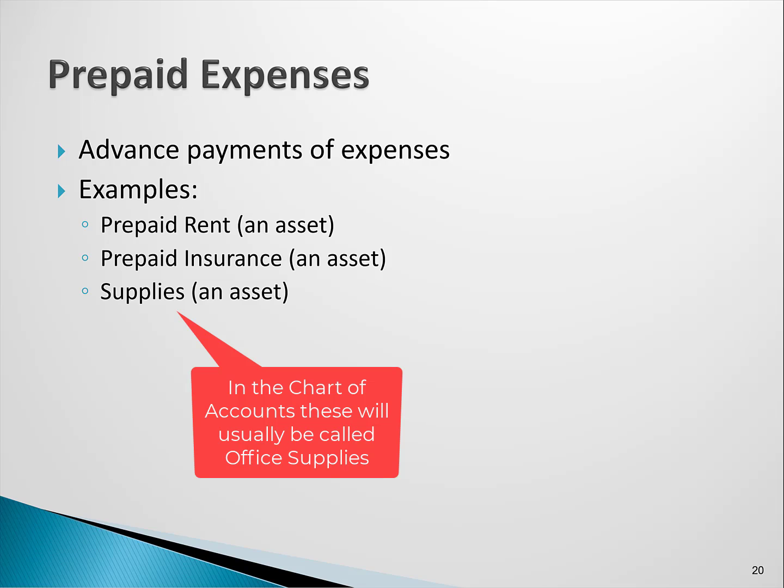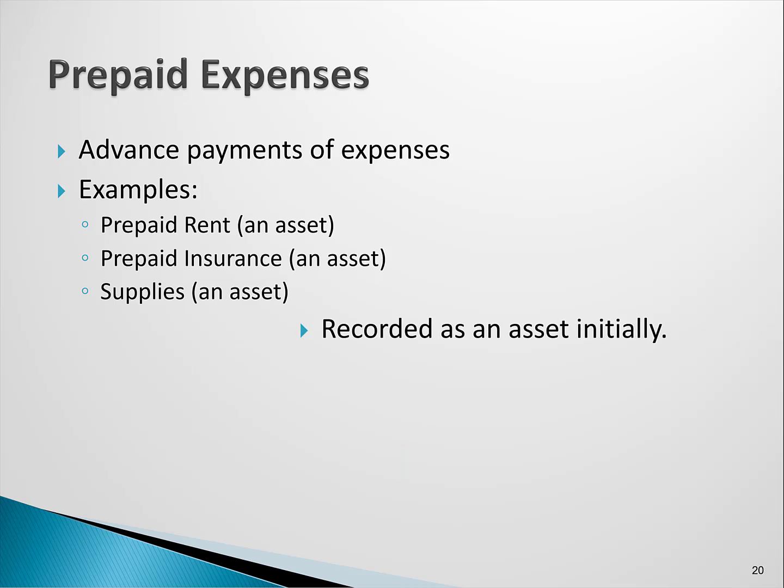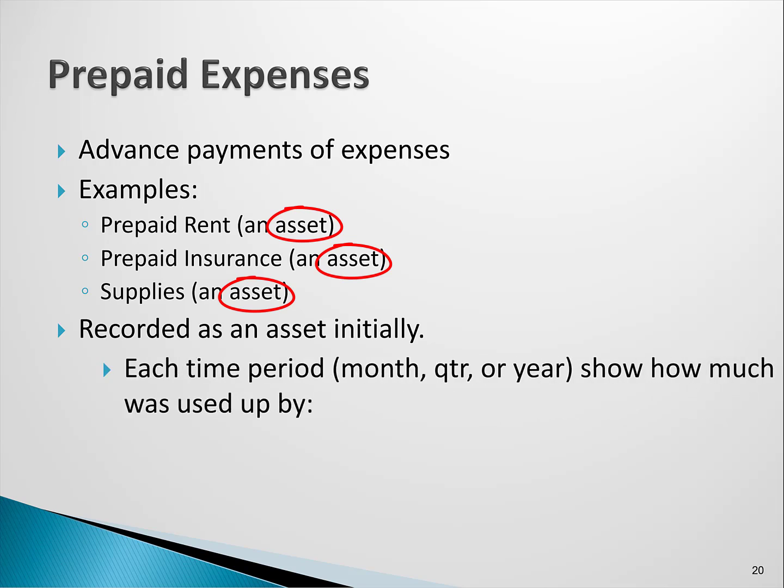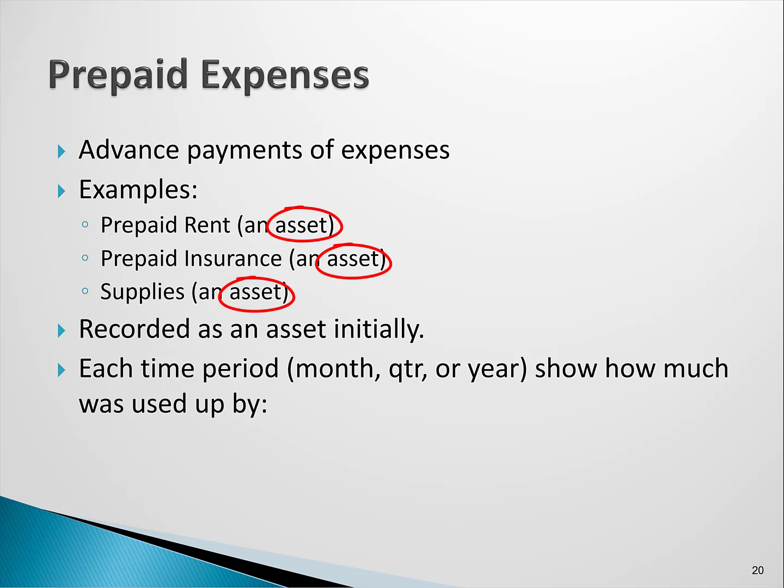And then later, as we use up some of those office supplies, we need to update that account. So they're all recorded as an asset initially because they have a future value, which means they have not been used up yet. But over time, for example, every month, every quarter, every year, we must show how much of those assets were used up. How do we do this?